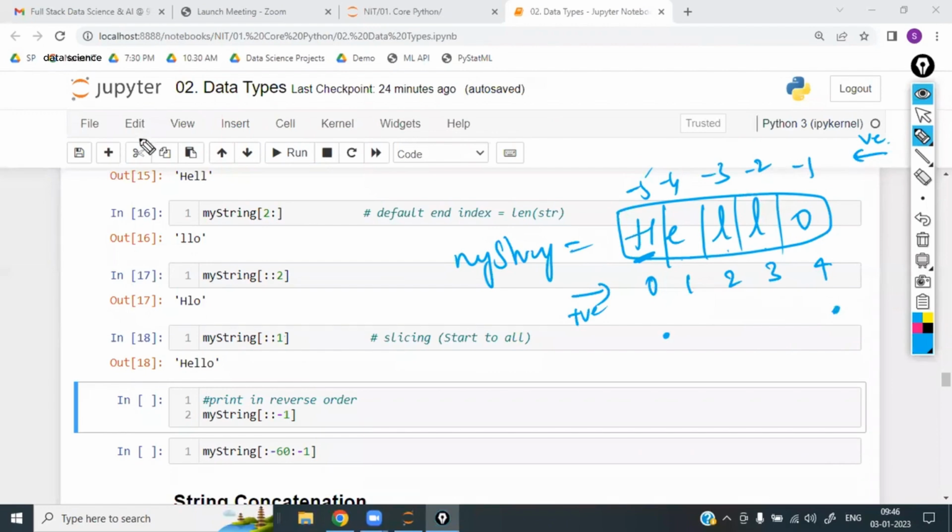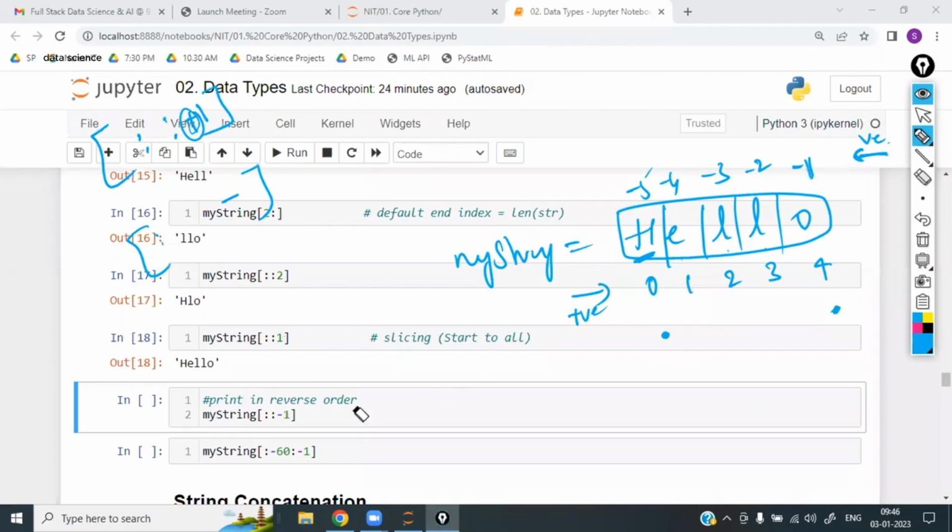Colon plus 1 means this is the starting point you have to consider. If the minus is there, the starting value will become this one. This is your starting position by default. For the negative direction, this is the starting point, because minus 1 starts from here, not from here. For the positive direction, this is the starting point.